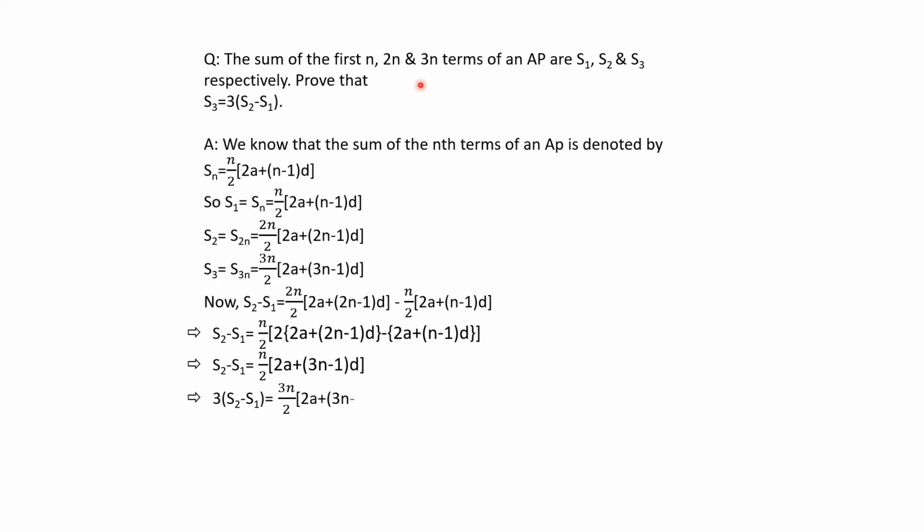Now 3 into S2 minus S1 equals 3n by 2 whole into 2a plus 3n minus 1 whole into d, but 3n by 2 whole into 2a plus 3n minus 1 d is nothing but S3. That means 3 times S2 minus S1 equals S3, or we can write S3 equals 3 times S2 minus S1, hence proved.